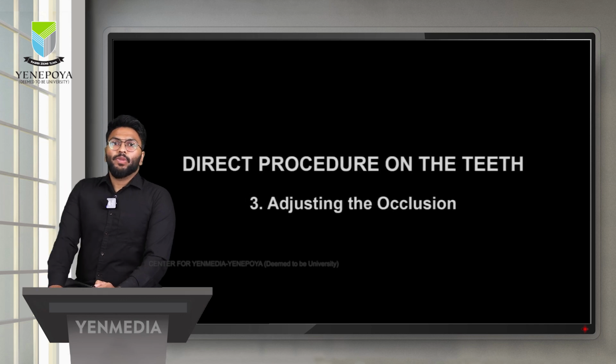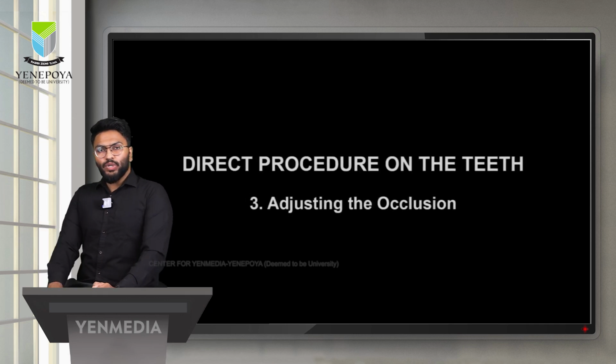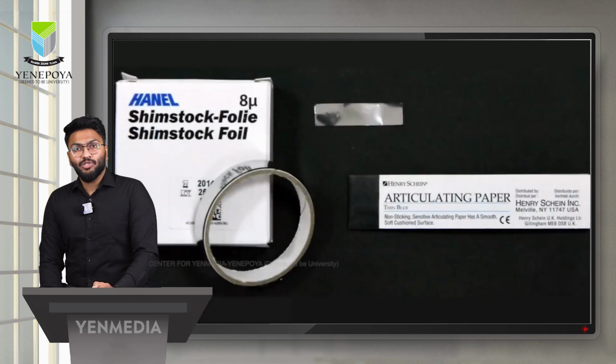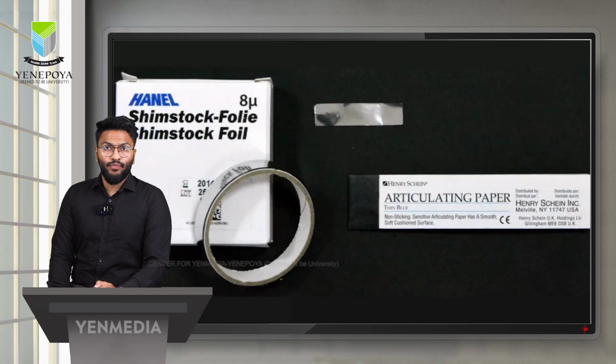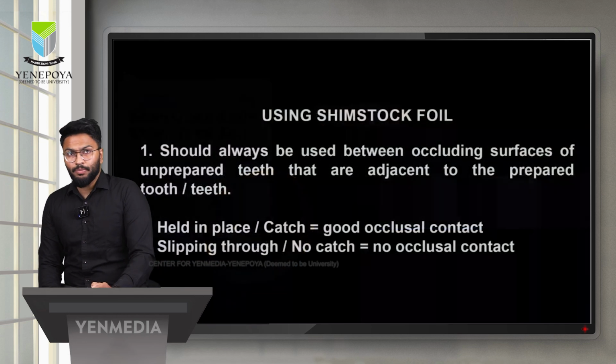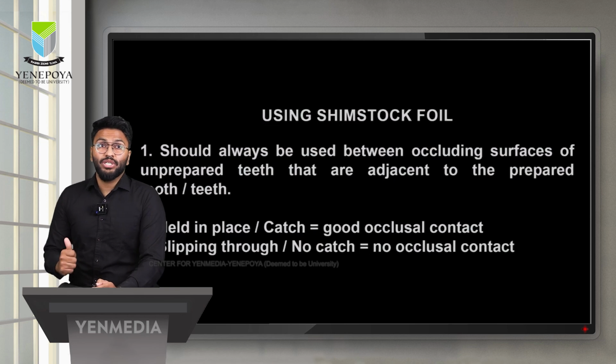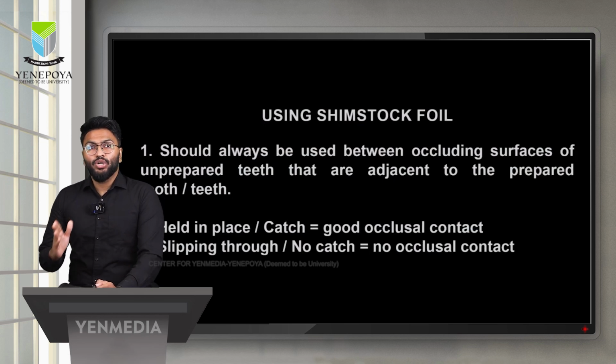Now, after trimming the excess, the next step will be adjustment of the occlusion. You are using a shim stock foil and the articulating paper for this purpose. A shim stock foil should always be used between the occluding surface of the unprepared tooth, not the prepared tooth, the tooth which is adjacent to it. Not on the prepared tooth.